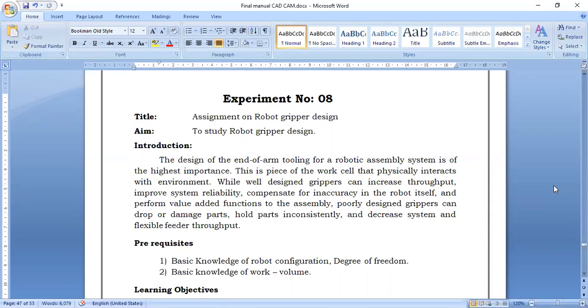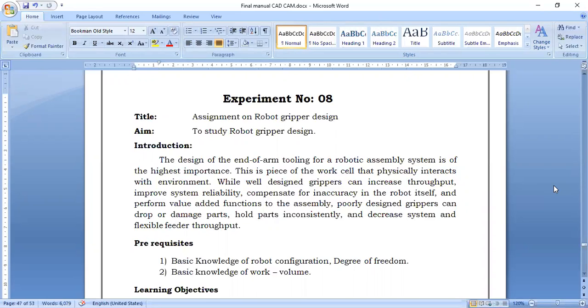Okay. So we know the robot gripper is one of the important parts or elements in a robotic system. This is a topic which we discuss in our syllabus, and it is included in unit 6 of our subject. So this experiment is based on that content, and this is again a study-based experiment.